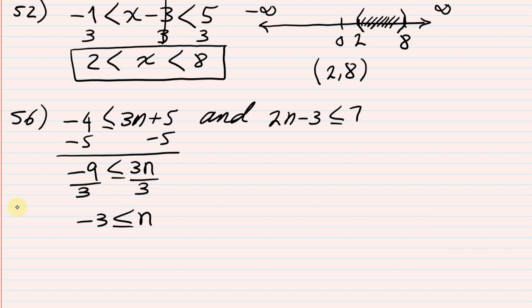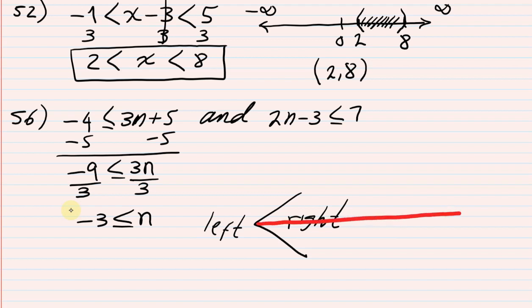So the way this inequality is reading right now, it reads negative 3 is less than or equal to n, correct? With your inequalities, if you look at the inequality symbol, this is the left part, this is the right part. Now if you think of this inequality symbol and extend it, turn it into an arrow, the arrow points to the smaller expression.